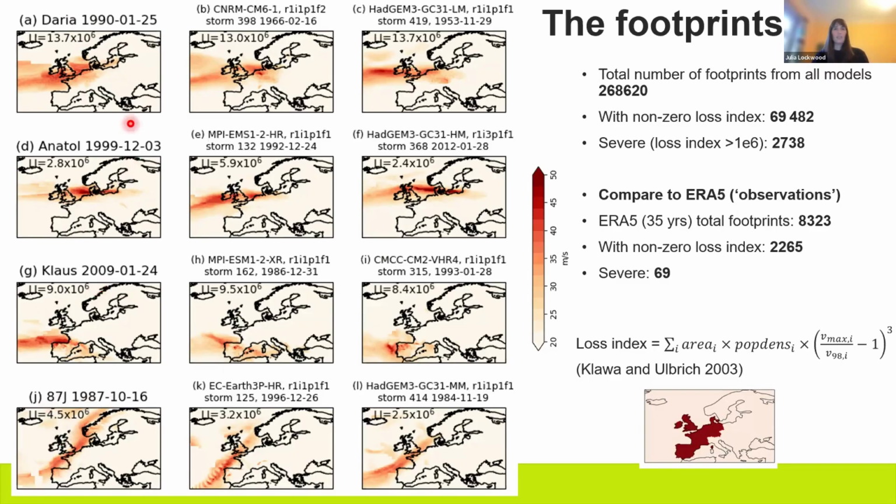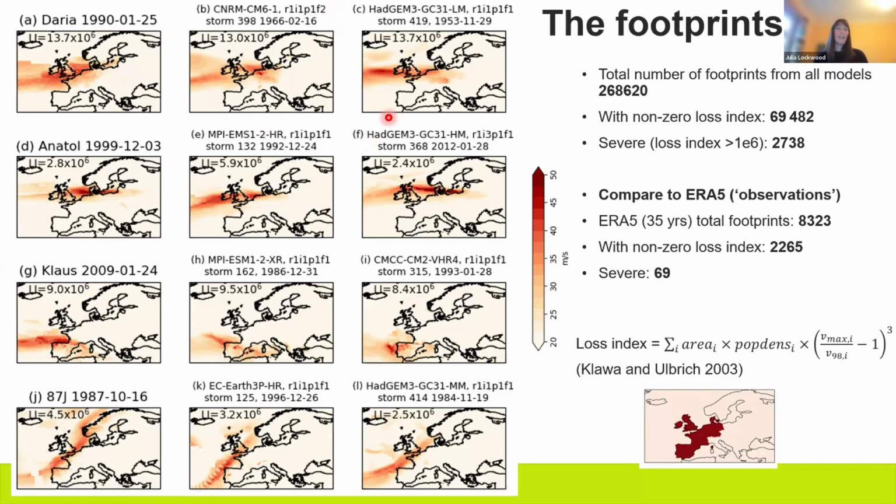And we just had a check to see, because these observed storms had quite different characteristics. Daria covered a very large area over Europe. Anatole was more of a narrow but very intense storm. Klaus was unusual in that it hit further south, the Iberian Peninsula and southern France. And 87J had this southwest-northeast track rather than just a west to east one.